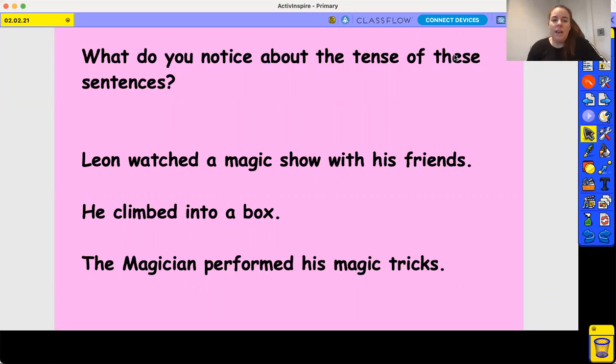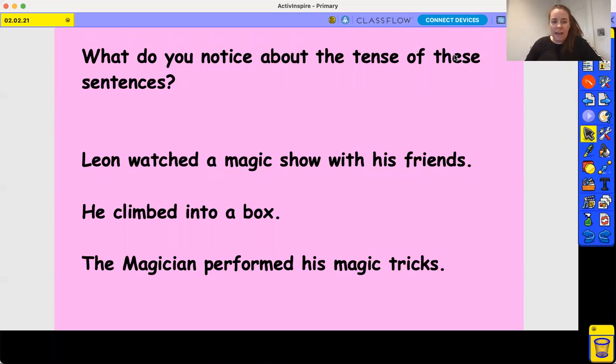Okay, so on the board, I've written some sentences and I want you to just have a little look at what you notice about the tense of these sentences. I'll read them out to you so you can have a little think about it. Leon watched a magic show with his friends. He climbed into a box. The magician performed his magic tricks.